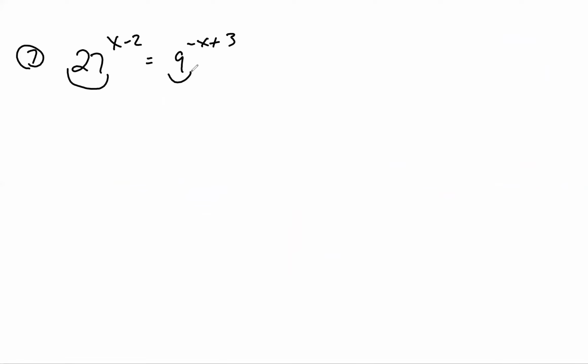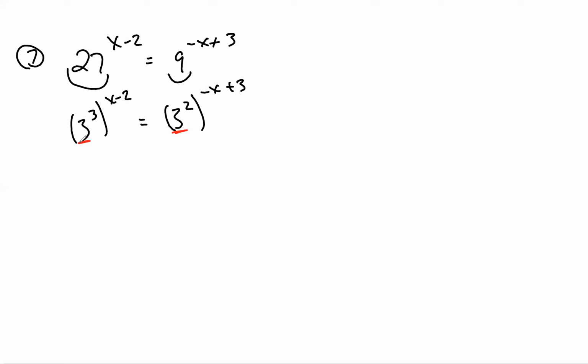And so we have to ask ourselves, okay, we need a number that's raised up somehow and gives me 27. And then I need that same number to be raised up somehow to give me 9. So for this problem, we're going to say, well, 3 to the third is 27. So I can rewrite 27 as 3 to the third, and then it's still being raised to the x minus 2. On the other hand, I know that 9 is just 3 squared, but that's still being raised to the negative x plus 3. And so now these bases are exactly the same.